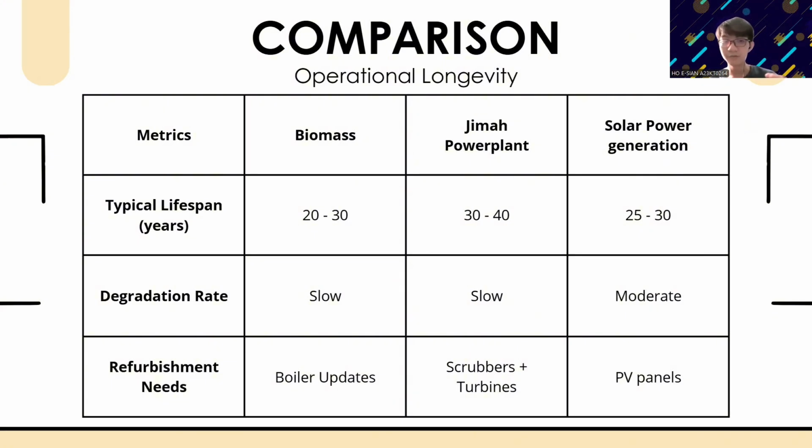Refurbishment needs, well, basically, the biomass power plant is very dependent on the boiler. Hence, the boiler needs to be updated quite constantly. In terms of the GMA power plant, the coal power plant, the scrubbers and the turbines need to be updated as they are used the most often. And for solar power generation, it will be the replacement and updating of photovoltaic panels, also known as PV panels.